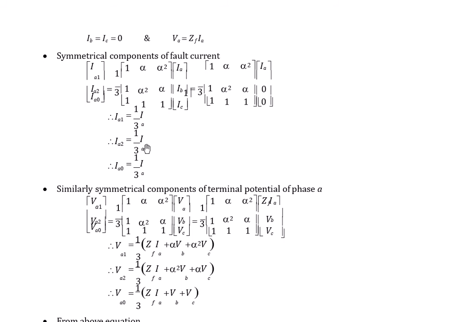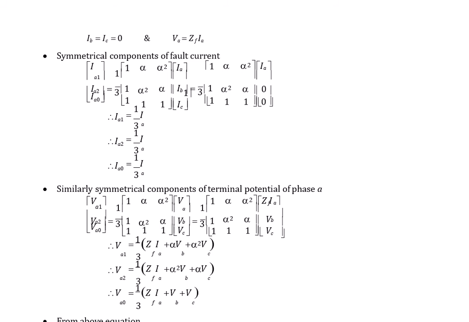If we solve this, we get Ia1 equal to 1 by 3 Ia, Ia2 equal to 1 by 3 Ia, and Ia0 equal to 1 by 3 Ia. So all the sequence currents are equal when an LG fault occurs. This is the most important point to note: all the symmetrical current components are equal when an LG fault occurs, and the value is 1 by 3 Ia.